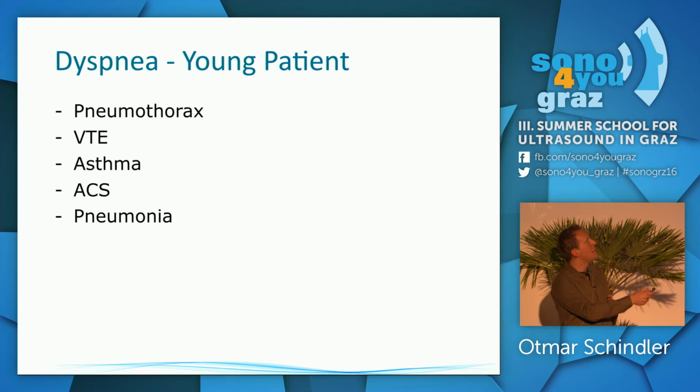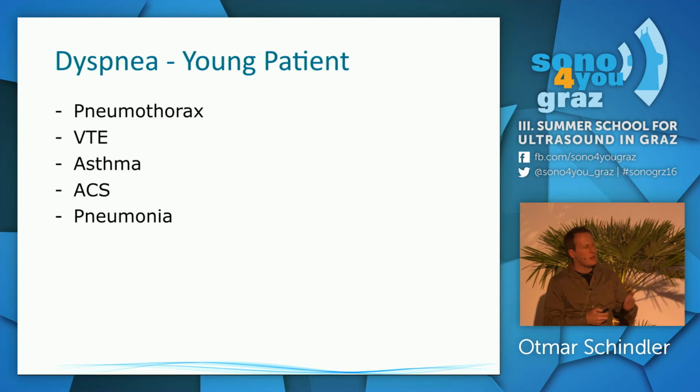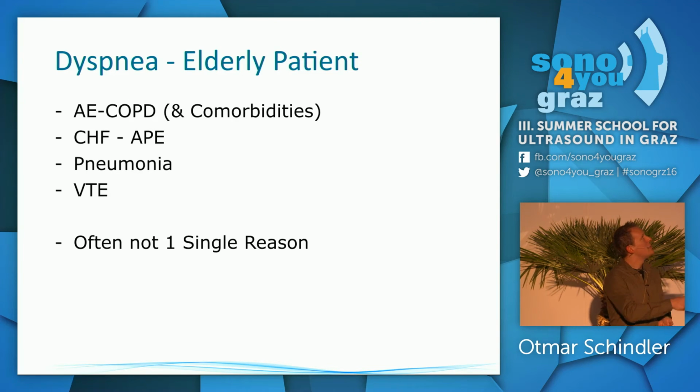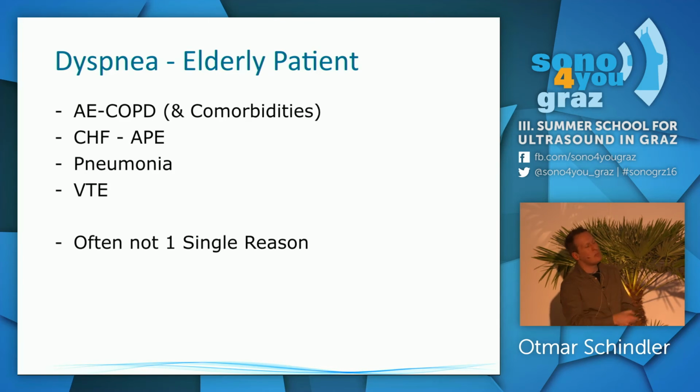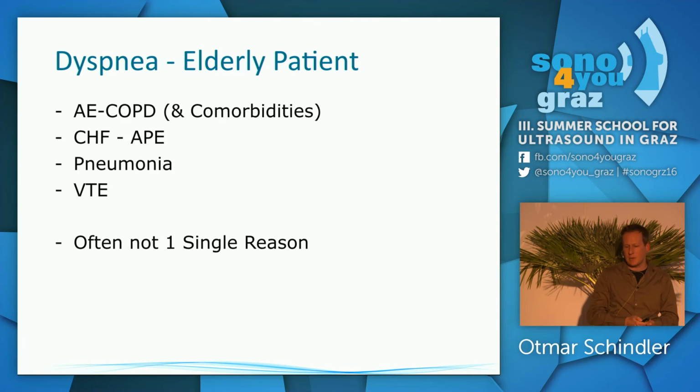Yeah? The reasons for dyspnea in the young patient: pneumothorax, venous thromboembolic disease, asthma, acute coronary syndrome, and pneumonia. Those are the most frequent reasons for it. So if you remember that, that's okay. If that's the 12% you remember in 2 weeks. For the elderly patients, it's the COPD and the comorbidities. So we said the pneumothorax, the myocardial problems, acute pulmonary edema, pneumonia, and also VTE, so venous thromboembolism, and it's often more than one reason.